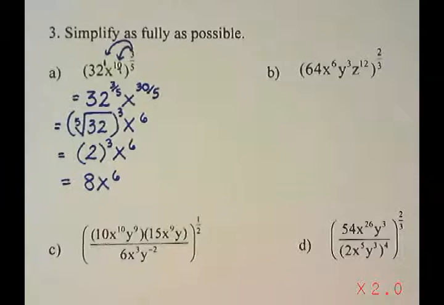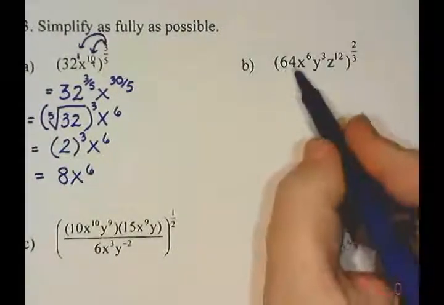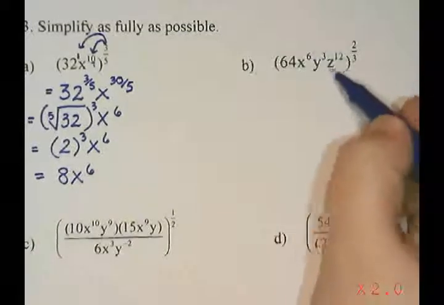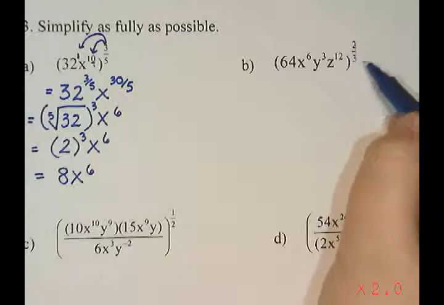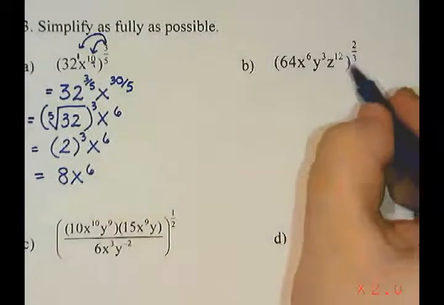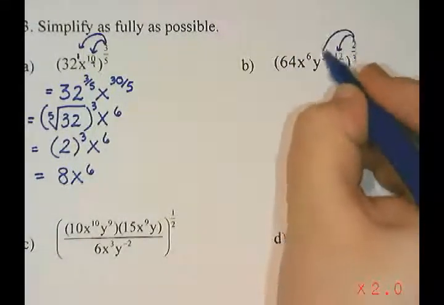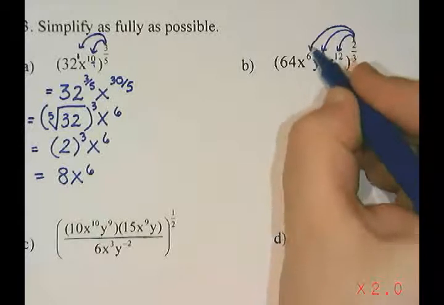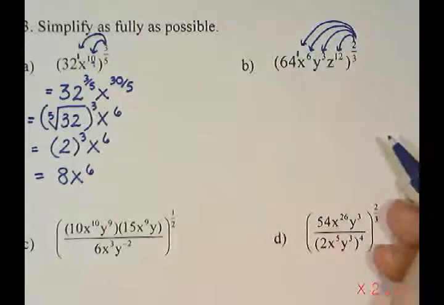Well, let's try that with a few more terms. So if I take a look at the next one, we have 64x to the 6, y to the 3, z to the 12, all to the power of 2 over 3. So before I jump in and do any roots, I'm going to try to do the exponent laws first. So I notice brackets with the exponent, so I'm going to multiply the exponent into all the other exponents inside, including that secret 1 on the 64.